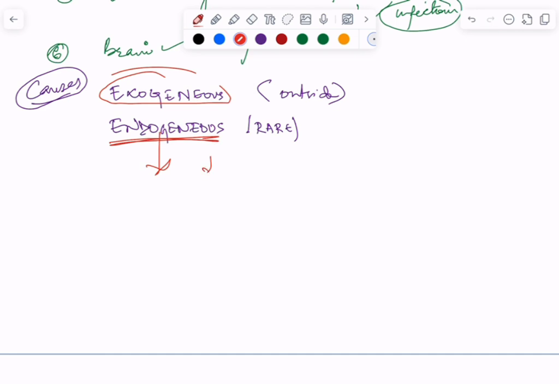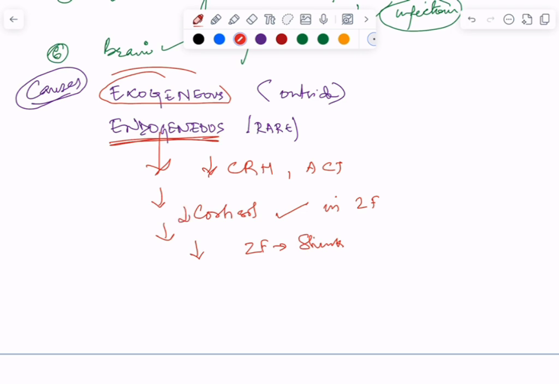It causes decreased CRH and ACTH, and this will lead to decreased cortisol production in the zona fasciculata. So there is no production of cortisol, then the stimulation or the activity of the zona fasciculata also will decrease, and that will lead to shrinkage or atrophy of the zona fasciculata, because there is nothing to do, it's just simply sitting and it will shrink. And due to this shrinkage, we can see the adrenal gland size will also decrease. So adrenal gland size decreases.